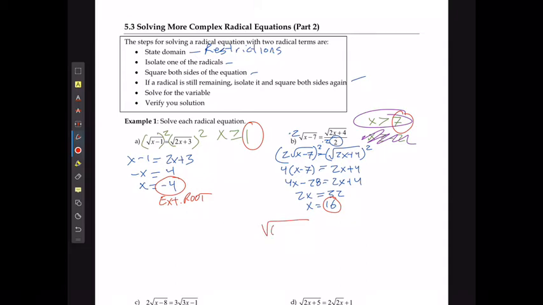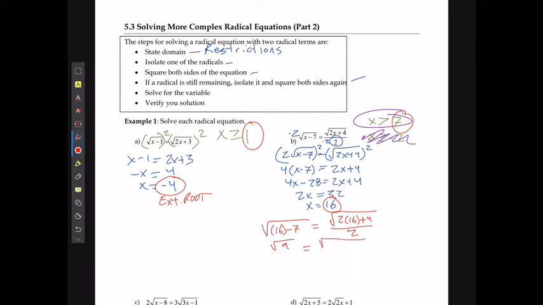The square root of 16 minus 7 is equal to the square root of (2 times 16 plus 4) divided by 2. This is going to give me the square root of 9 is equal to the square root of 2 times 16 is going to be 32 plus 4 is going to be 36 over 2. 3 is equal to 6 over 2, or 3 is equal to 3, and that solution works, and that is my correct solution. So it is x is equal to 16 in this case.